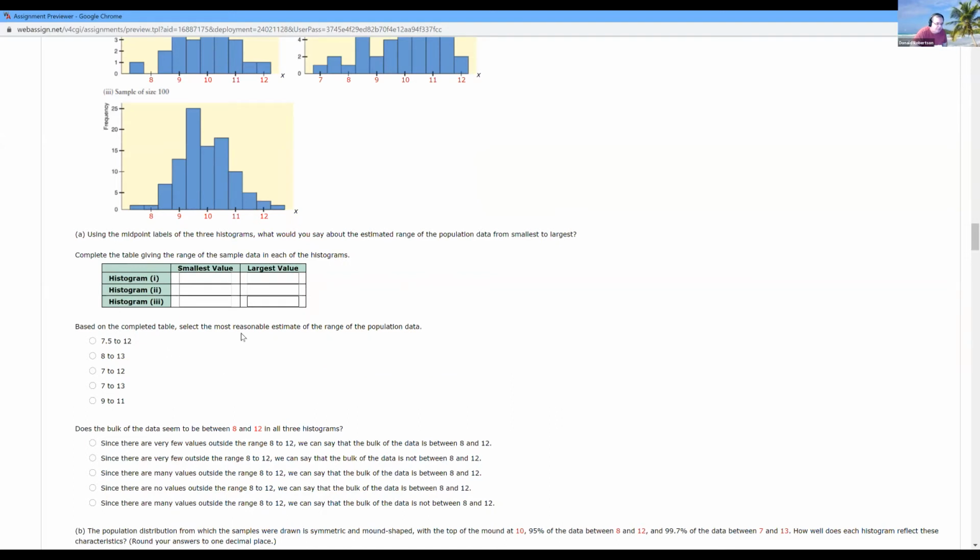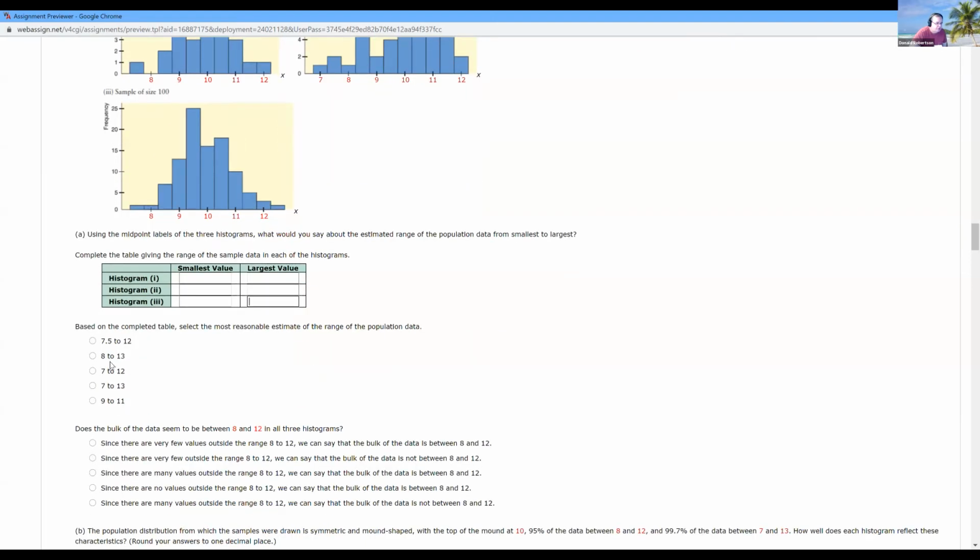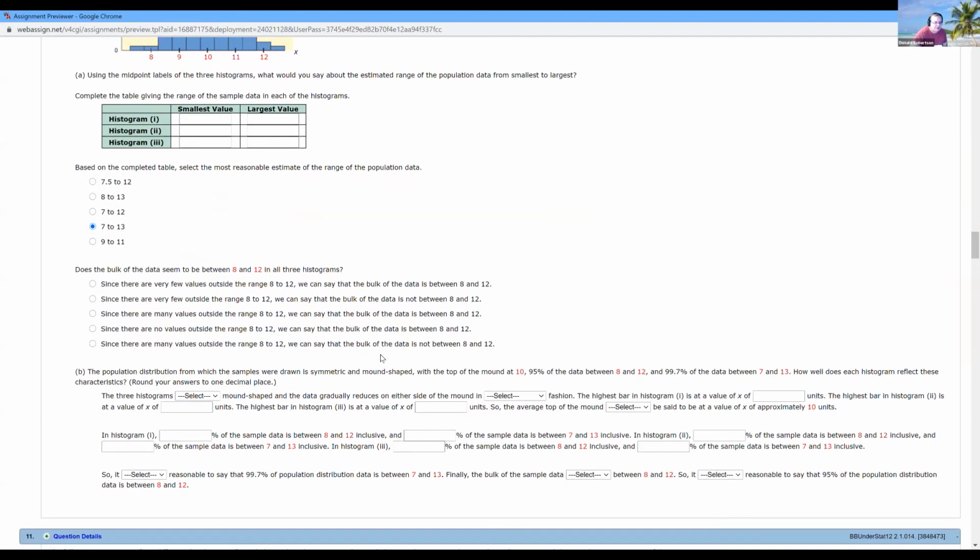Based on the completed table, select the most reasonable estimate for the range of population. Well, if I said 7 to 12, in this case 7 to 13, would you agree that you could probably pick that one or that one, depending which one you think is more realistic? And then they go into some stuff I don't want to do.